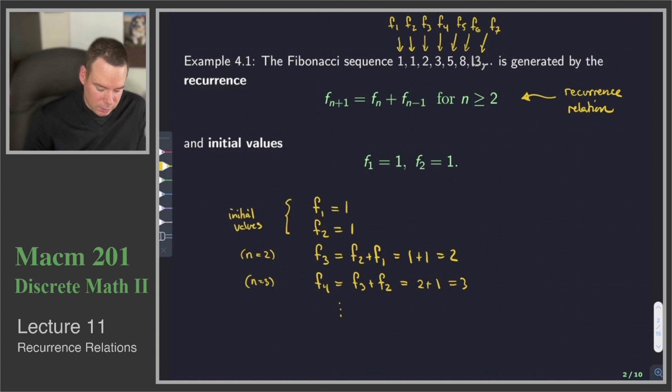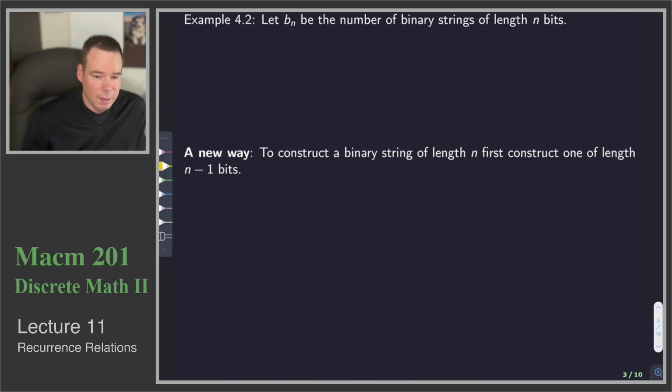So let's have a look at another example. In this example we aren't given a recurrence relation, but we are given a sequence that we are trying to determine. In this case our sequence is little b sub n, and it's the number of binary strings of length n. Now we already know how to determine b sub n. This is one of our fundamental counting objects, binary strings.